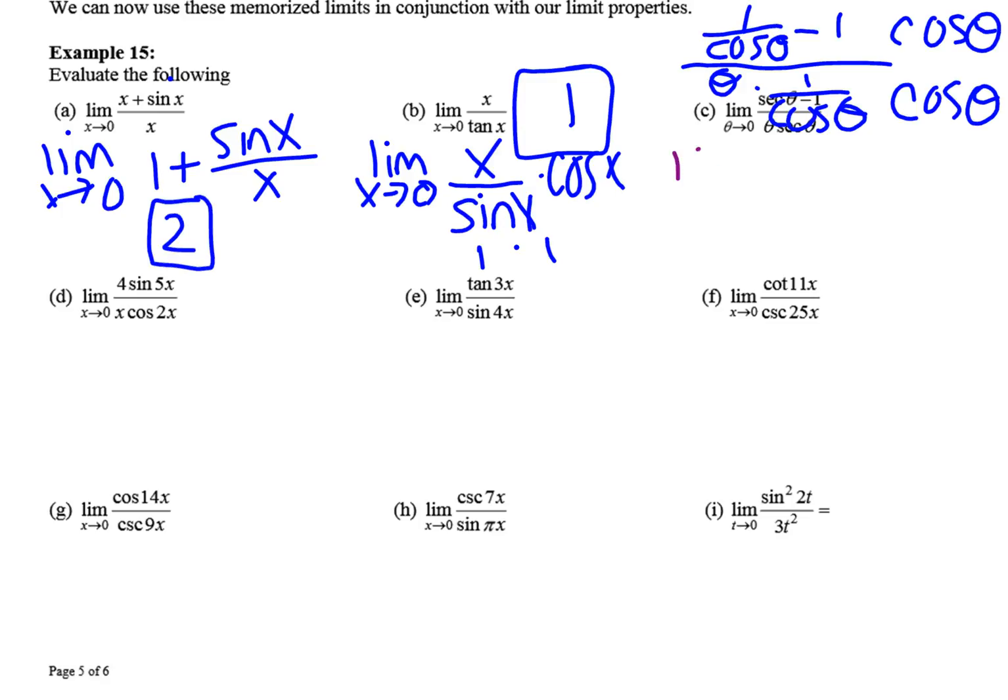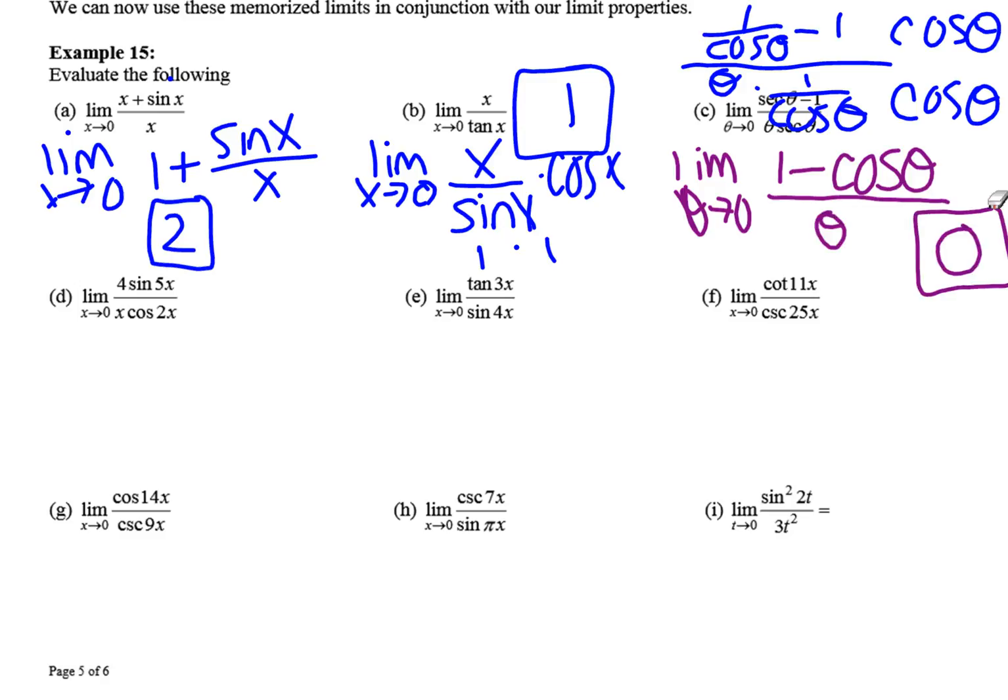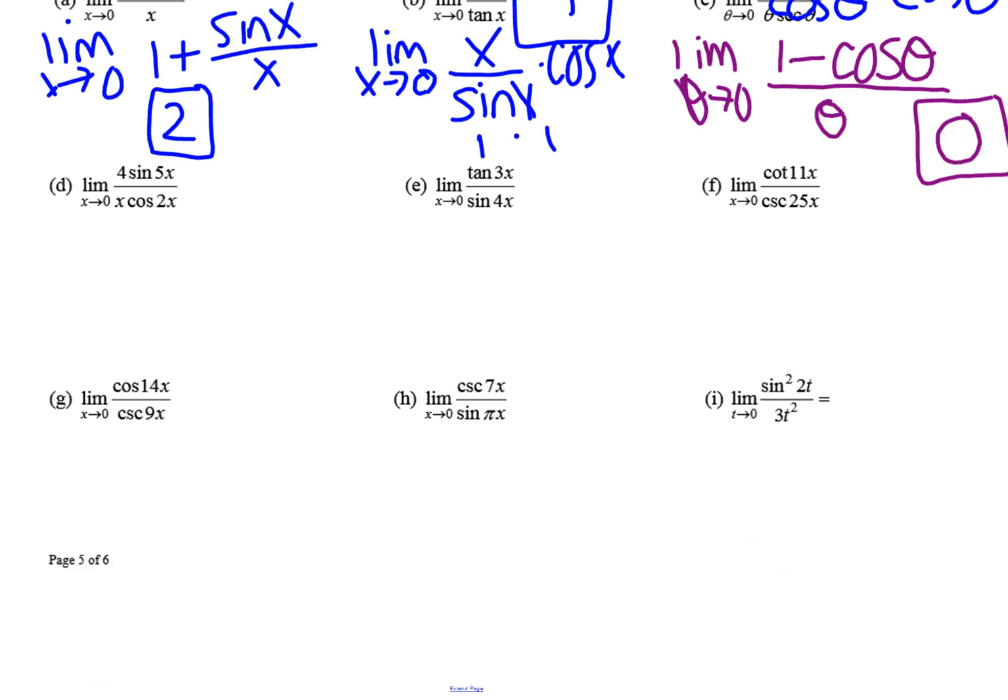Alright, maybe purple. Limit as theta approaches 0. Cosine times cosine, that's 1. Minus 1 times cosine, cosine. Cosine times 1 over cosine, 1. We have theta. Wow, that looks just like our identity, so it's 0. And we'll try a couple more.